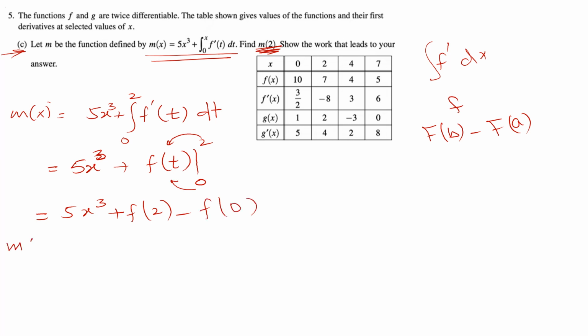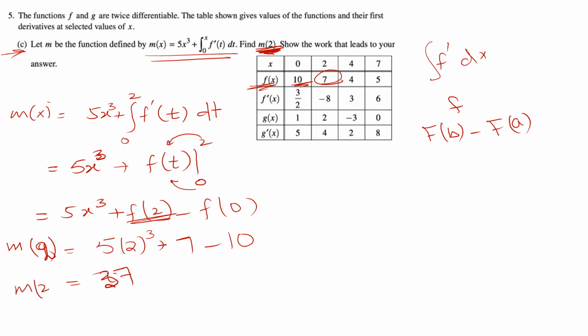Now replace all the x by 2. So 5 times 2 cubed plus, now let's find out what f of 2 equals. f of 2 is equal to 7, minus f of 0. f of 0 is 10. So 2 cubed means 8, 5 eights are 40, 40 plus 7 is 47, 47 minus 10 gives you 37. So m of 2 is equal to 37.